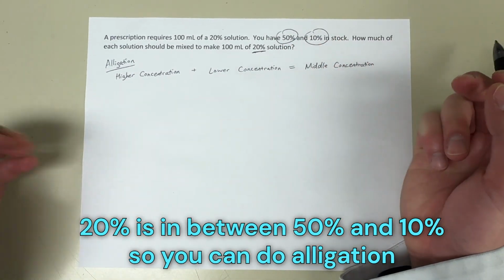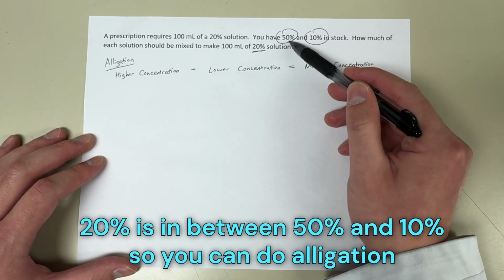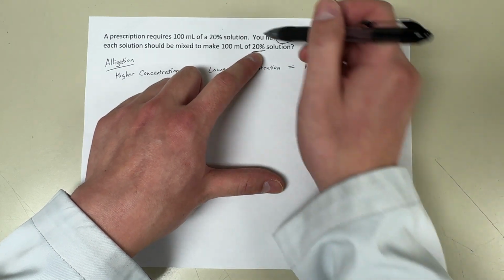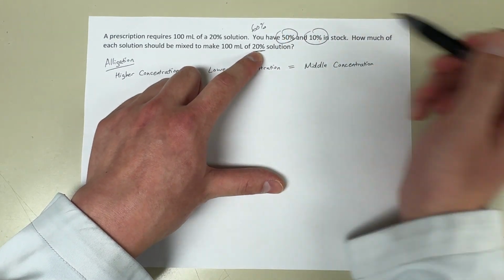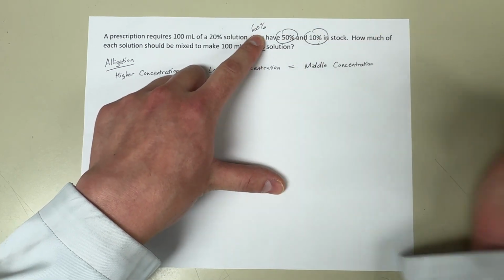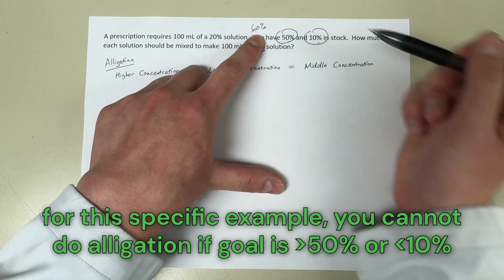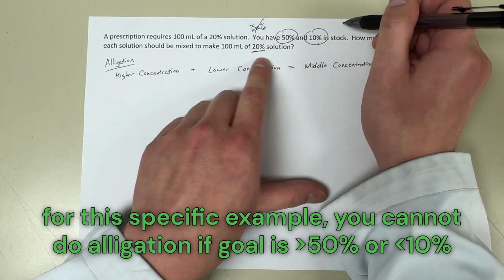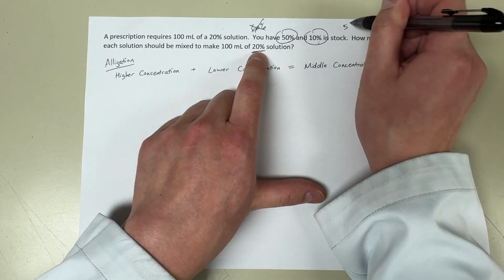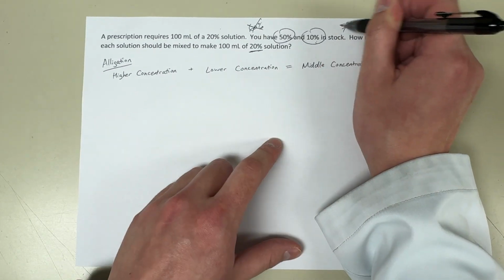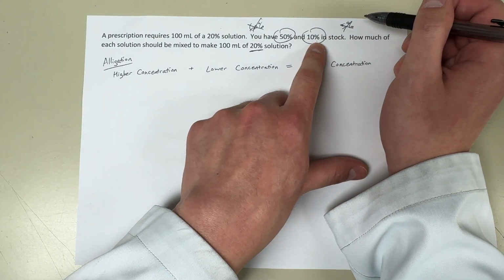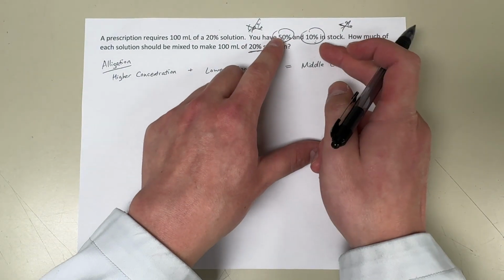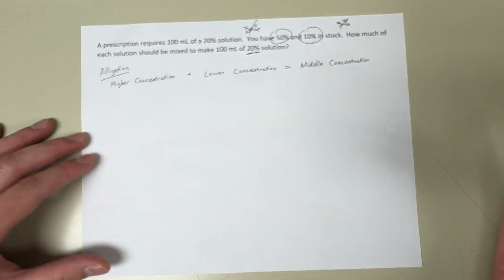You can only do alligation if you have a higher concentration with a lower concentration. If you're trying to make a 60% solution, this would be impossible, because if you have a 50% and 10%, how can you make a 60%? You can't make this more concentrated. Same thing if you have something below 10%. If you're trying to make a 5% instead of 20%, this is impossible also. You can't make a lower percentage no matter how much of this 10% you use with this 50%. It's impossible, because you're using two of these concentrations to make something in the middle.